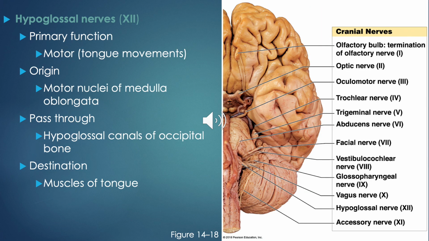The last cranial nerve is hypoglossal, and that is cranial nerve 12. The primary function of the hypoglossal nerve is motor for tongue movement. Again, hypo meaning under, and glossal, tongue. So it originates in the motor nuclei of the medulla oblongata, passing through the hypoglossal canals of the occipital bone, finally arriving at its destination, which is the muscles of the tongue.